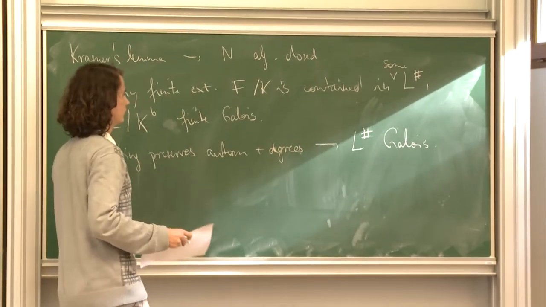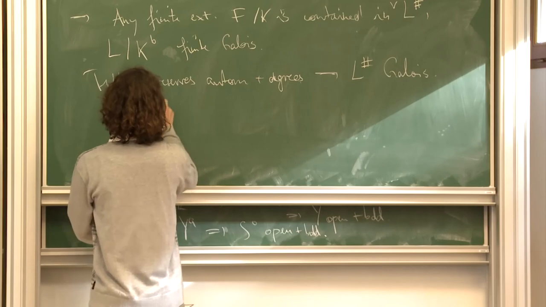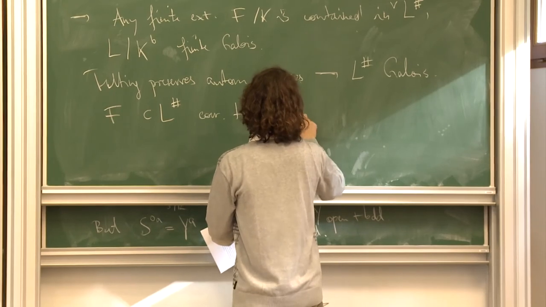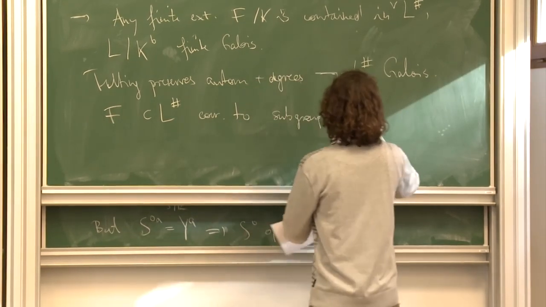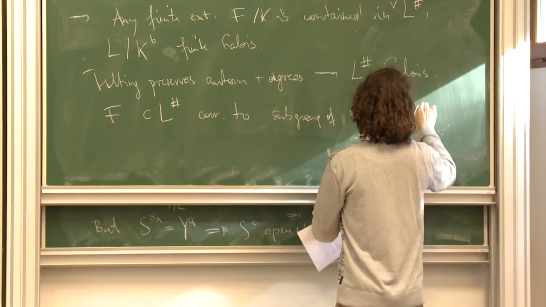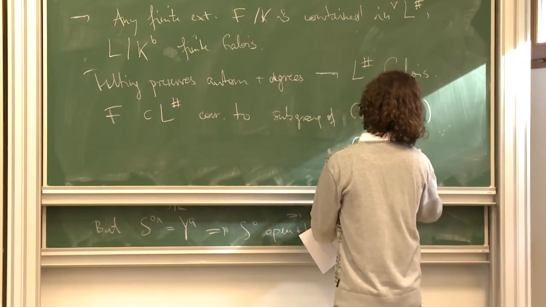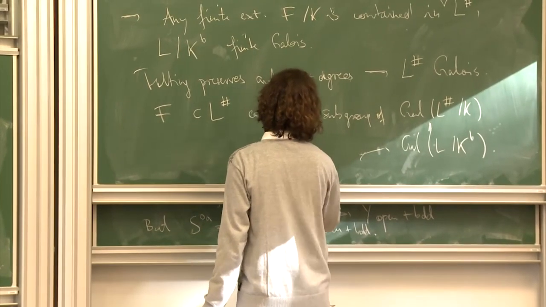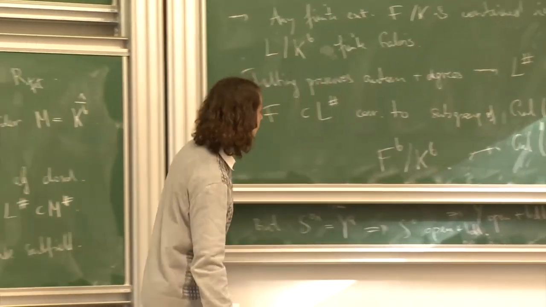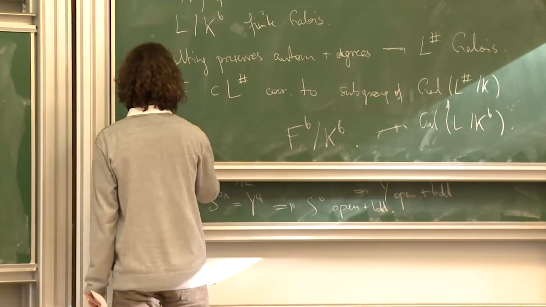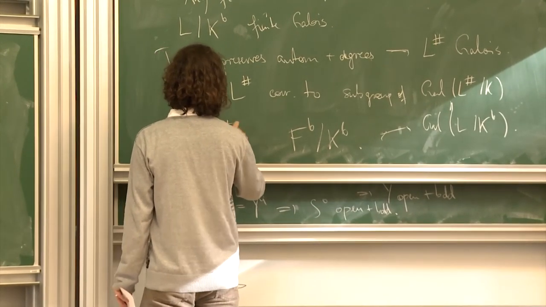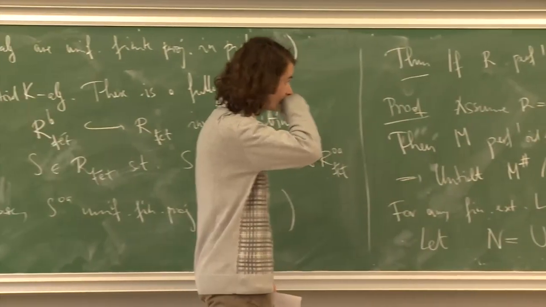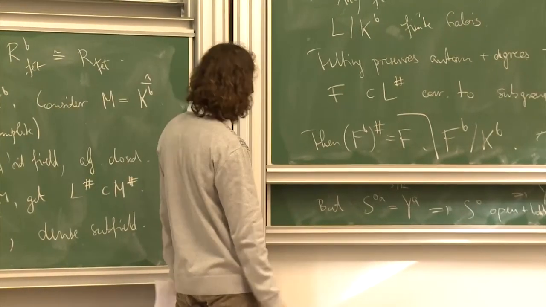And so this F contained in L sharp corresponds to some subgroup of the Galois group of L sharp over K, which is the same as the Galois group of L over K flat. And so this corresponds to some F flat over K flat. And then we really have that this thing will give rise to F, because we have the equivalence of categories. OK, and here we are.